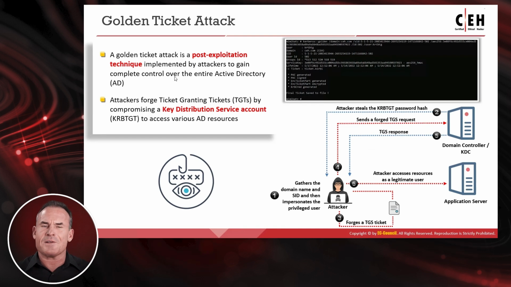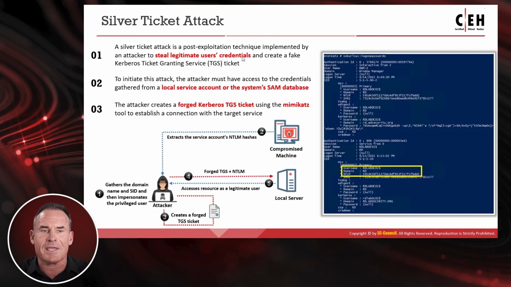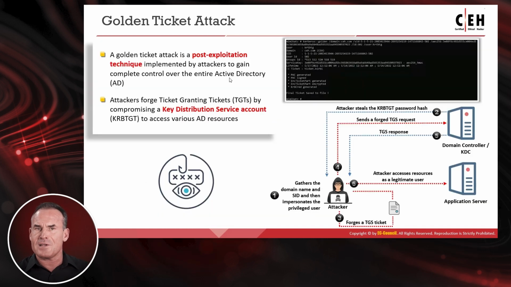All right, and then all of a sudden, kind of back to the Kerberos discussion. The golden ticket attack and the silver ticket attack refer to, golden is forging TGTs by compromising a key distribution service account, and then silver ticket is for the ticket granting service tickets or the session tickets. So both of those can actually be forged with Mimikatz. So those are revisiting our Kerberos attacks from earlier in the module.